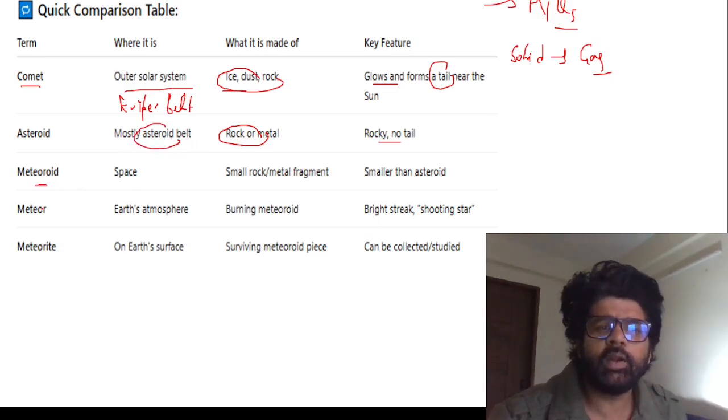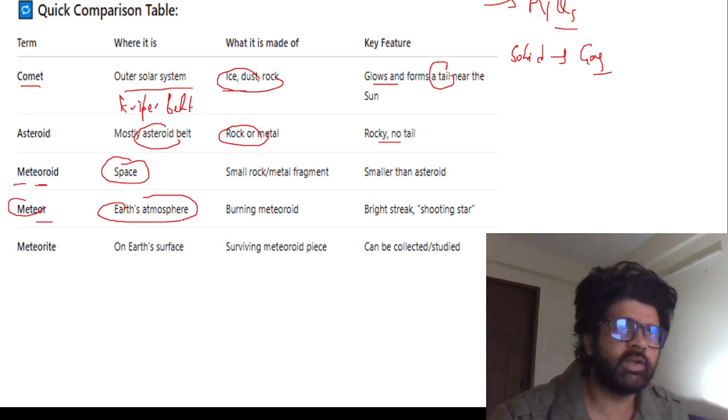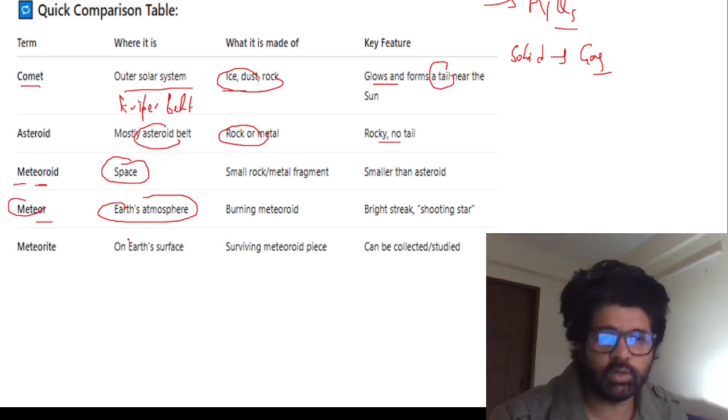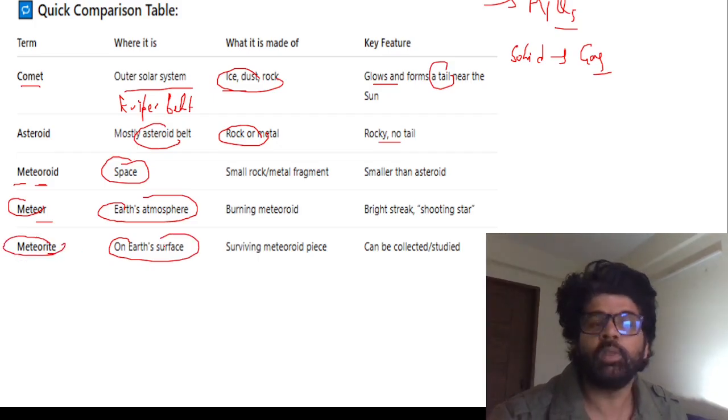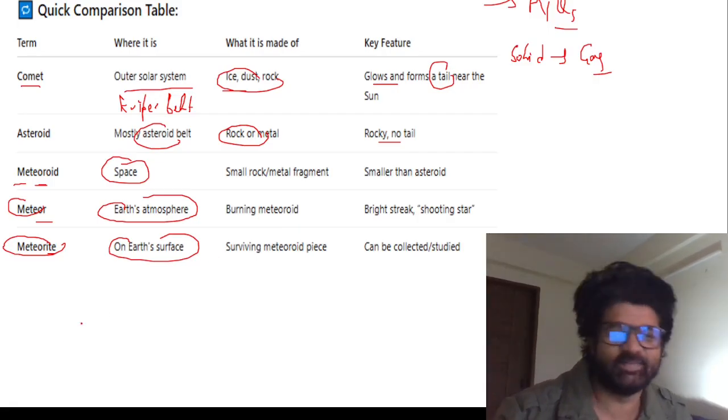Meteoroid, meteor, and meteorite: these are fragments of comets and asteroids. Based on where they are, they will be named. If they are in space, they are meteoroid. If they enter Earth's atmosphere, they are meteor. With Earth's atmospheric friction, they will burn. And if some of the particles come to Earth, they are meteorite, with a T. So remember these differences, they are very important.